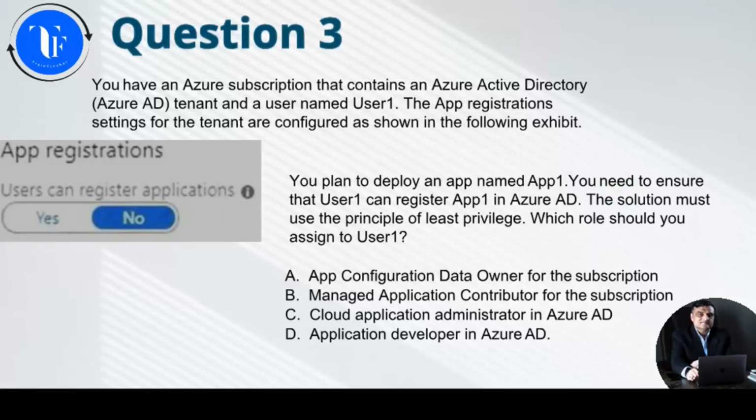Question 3. You have an Azure subscription that contains an Azure Active Directory (Azure AD) tenant and a user named user1. The app registration settings for the tenant are configured as shown in the following exhibit. You plan to deploy an app named app1. You need to ensure that user1 can register app1 in Azure AD. The solution must use the principle of least privilege. Which role should you assign to user1?